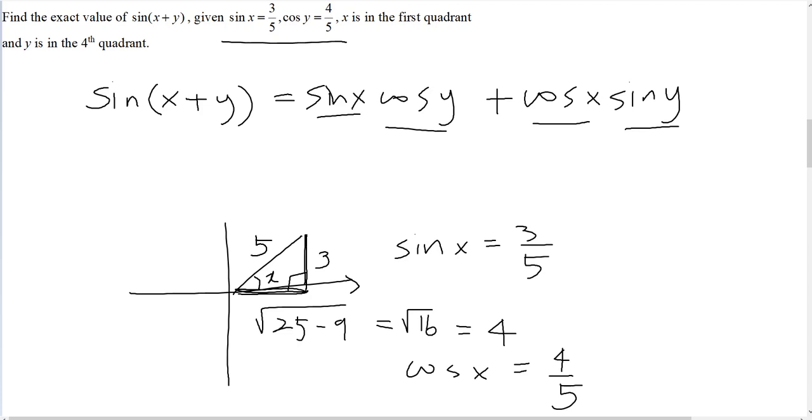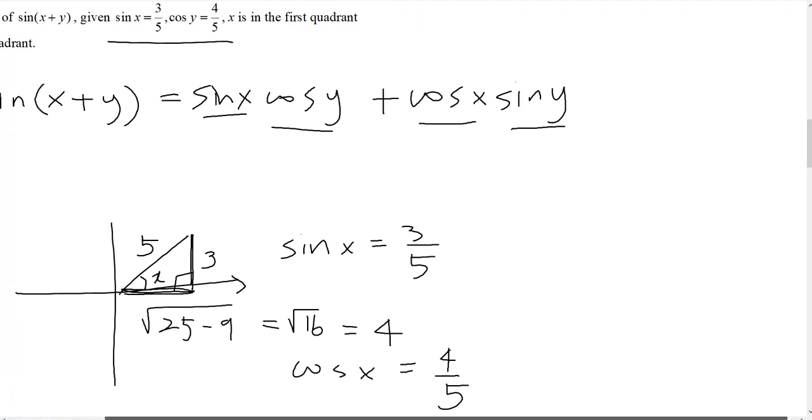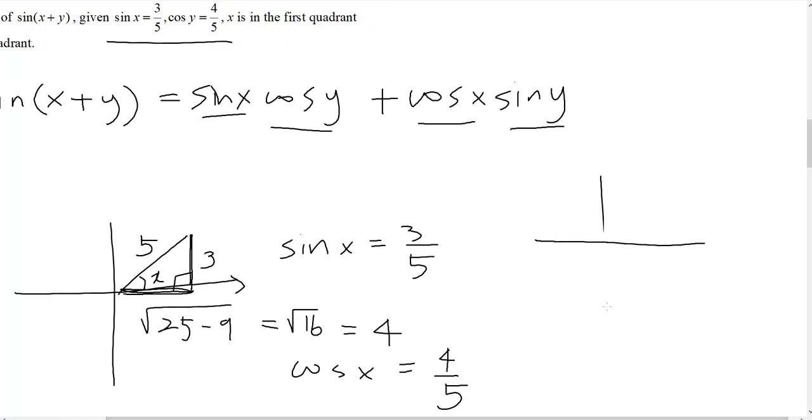And now, in the same information, I have cosine y equals 4 over 5. But here y is in quadrant 4, so I will have to draw the right triangle in quadrant 4. In quadrant 4, you will have to draw y as this angle or something coterminal to it. And when it comes to cosine, the adjacent is 4 and the hypotenuse is 5.